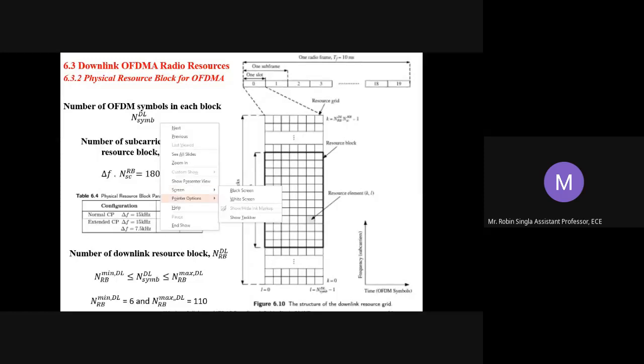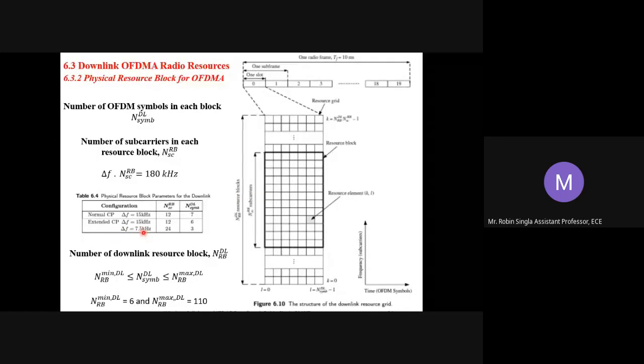So now for delta F of 7.5 kilohertz, the number of subcarriers will be double the previous case, because delta F has been reduced from 15 to 7.5. So the number of subcarriers is 24 and the number of symbols is 3. So this is how we can calculate the total number of resource blocks and how many resource elements there are in one resource block.